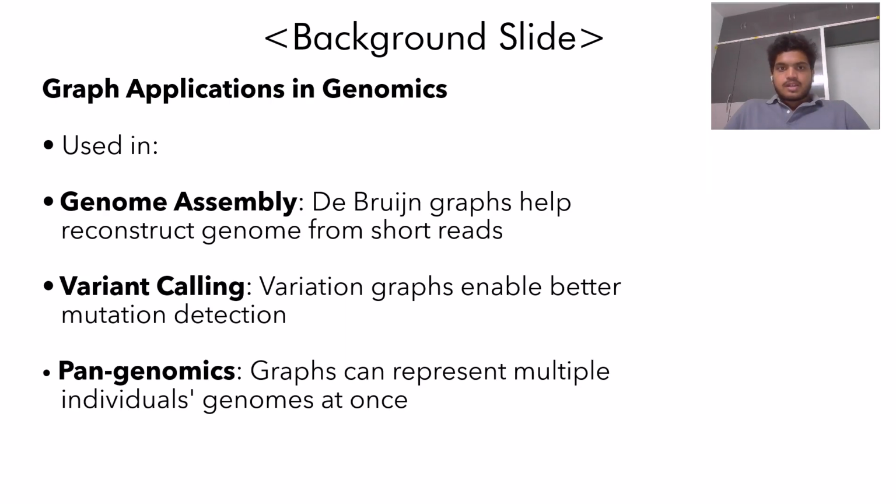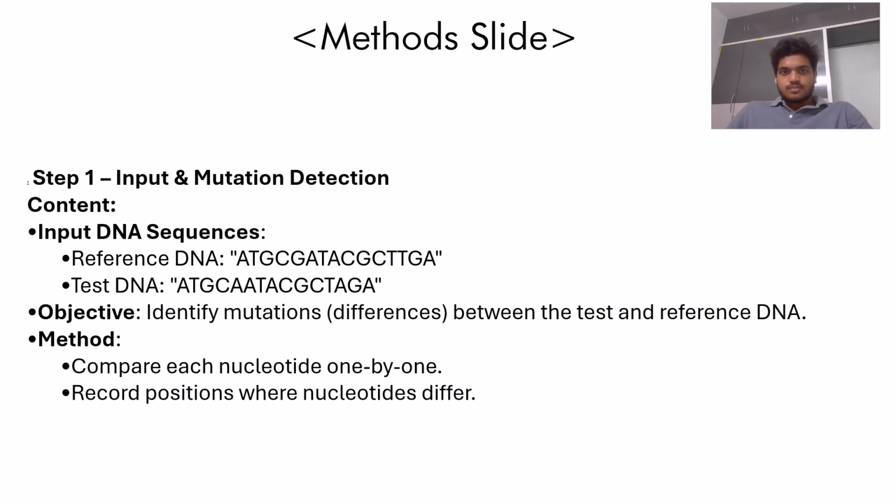Coming to graph applications in genomics, graph theory has already been applied in many areas of genomics. In genome assembly, de Bruijn graphs help rebuild genomes from short DNA reads. In variant calling, variation graphs help detect mutations more precisely. In pangenomics, graphs allow us to represent genomic diversity across multiple individuals or populations.